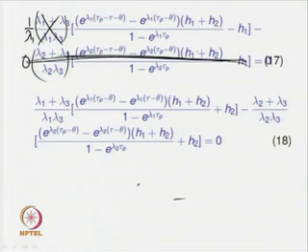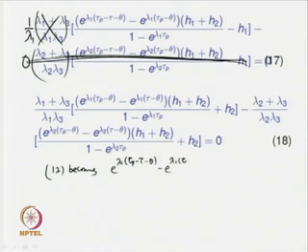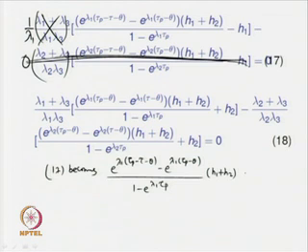So, 17 can be rewritten as: e to the power lambda 1 tau p minus tau minus theta, minus e to the power lambda 1 tau p minus theta, divided by 1 minus e to the power lambda 1 tau p, times h 1 plus h 2, is equal to h 1.